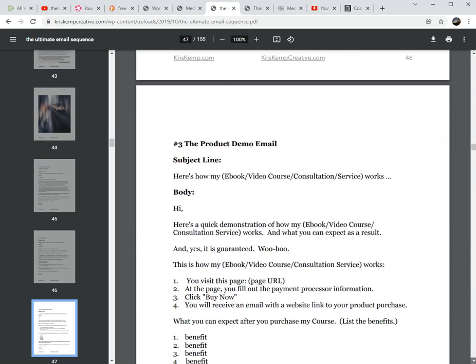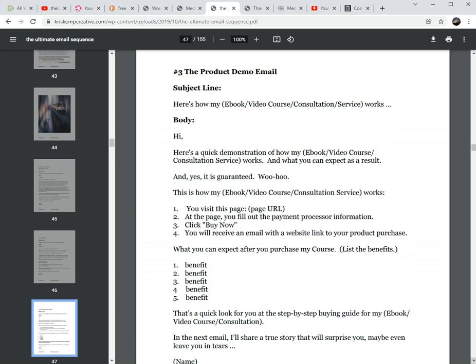The third email is a product demo email, and this is where you explain how your video, how your course, how your consultation service, ebook, how your product or service or both, how it works. So you talk about the features of your product or service and the benefits of your product or service, the benefits of what your features are.